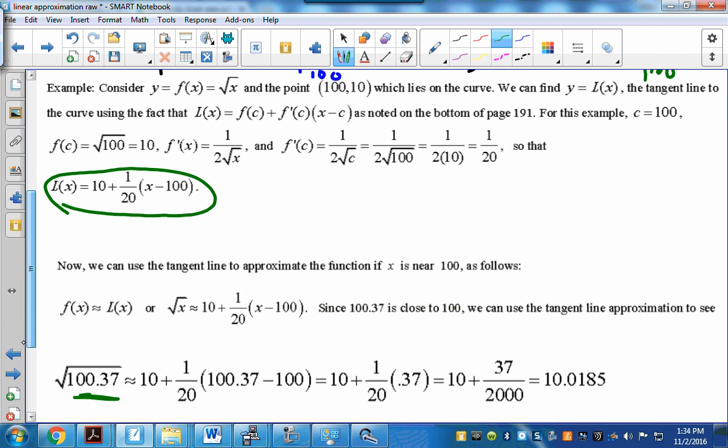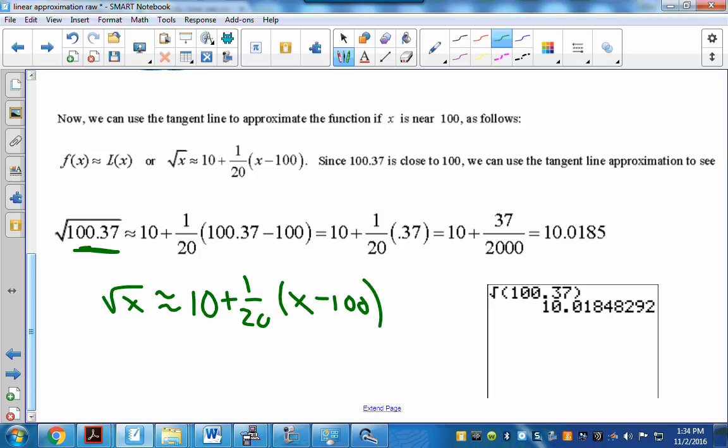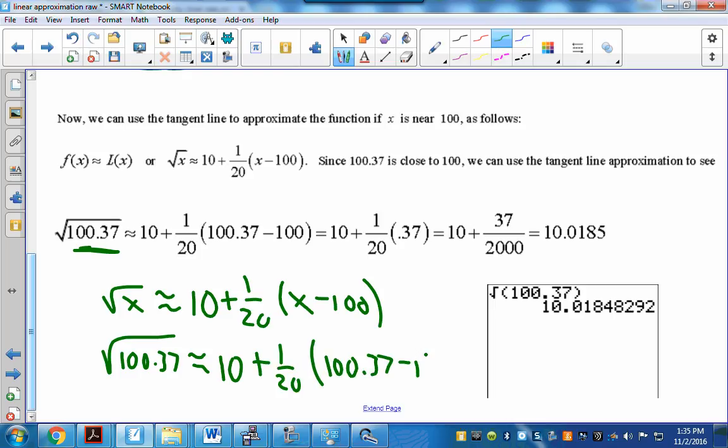So if we want to approximate the square root of 137, we've got the square root function is about the same as this guy right here, 10 plus 1/20th times x minus 100. And you want to put in a number like 137, you can do that. 100.37 is about, you just put 100.37 there, and it's not too bad. 100.37, take away 100. And I've worked it out there, and you get that decimal. When I did this on my calculator, that's what I got.